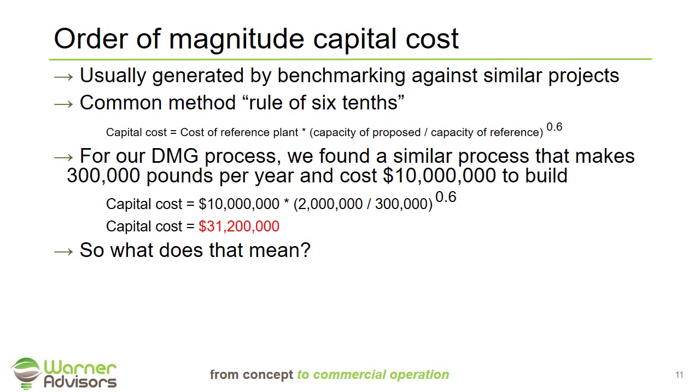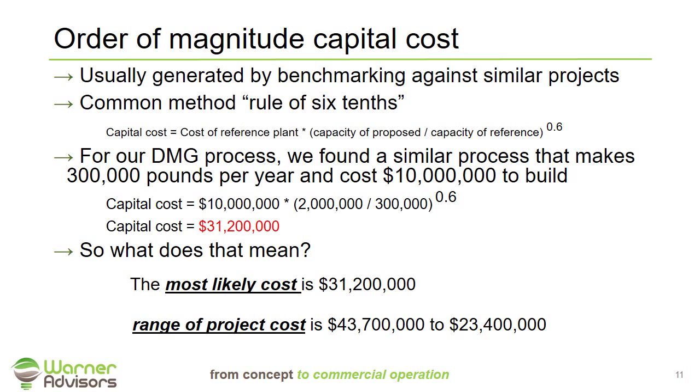Now let's talk about what that actual cost means. So we have that estimate of 31.2 million for our proposed process. What that means is the most likely cost is 31.2 million, but it has a level of accuracy, this range of accuracy I discussed in the table above, of plus 40% minus 25%. Or put in real numbers, it means that while 31.2 million is the most likely cost, the range we're projecting is anywhere from a low of 23.4 million to a high of 43.7 million.